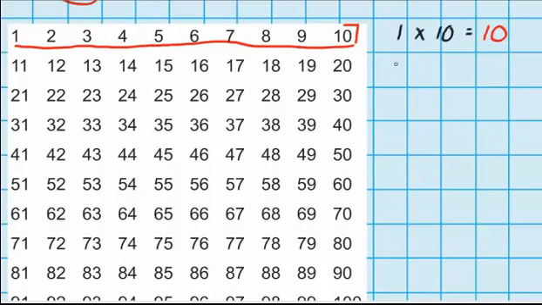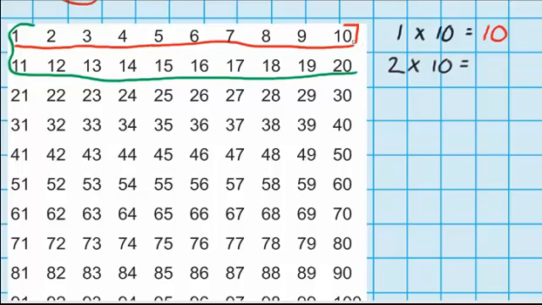And if I go down a little bit further, we can see what 2 groups of 10 looks like. I'm going to use green this time, and if I start over here and go all the way around here, you can see I've got 2 groups of 10. That was one group, this is my second group, so 2 groups of 10 is 20.